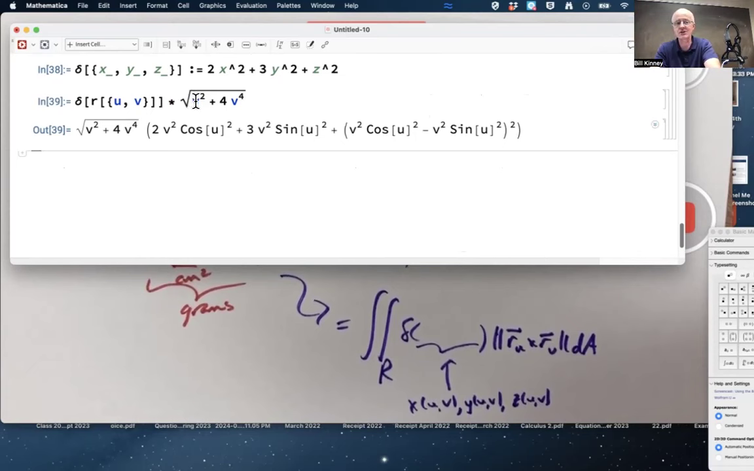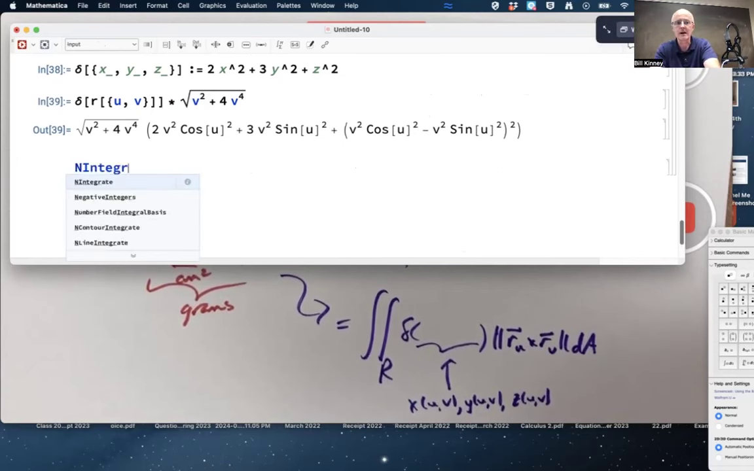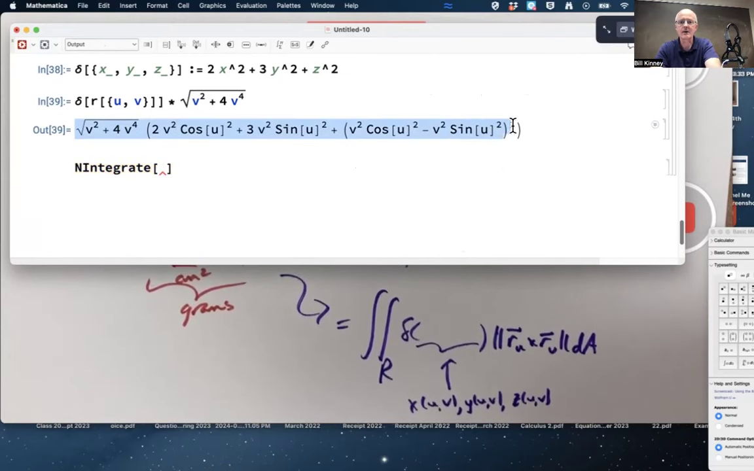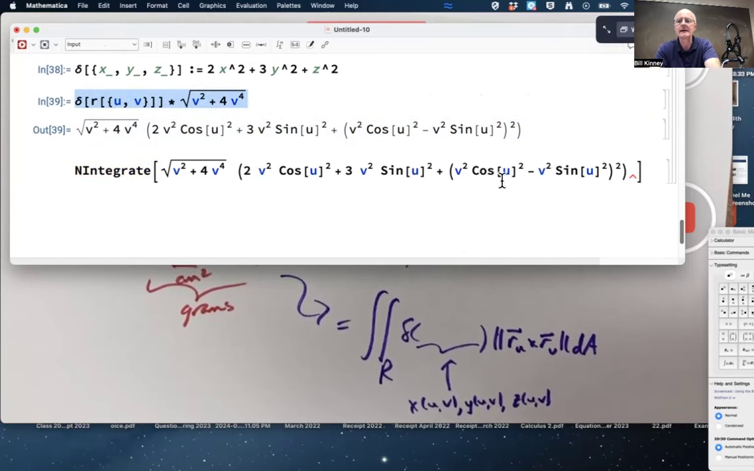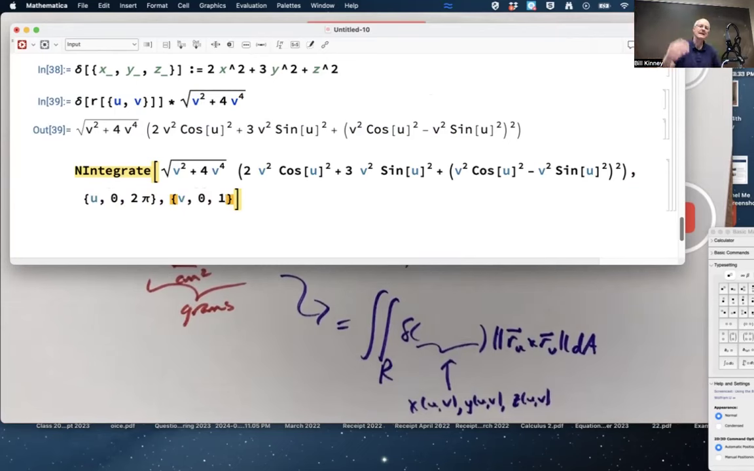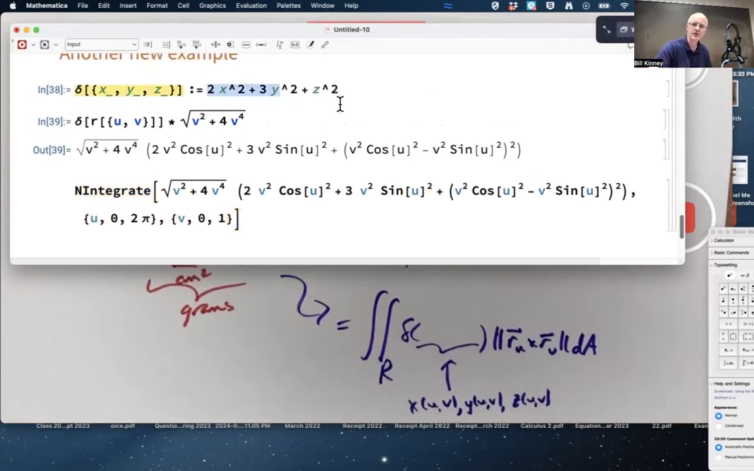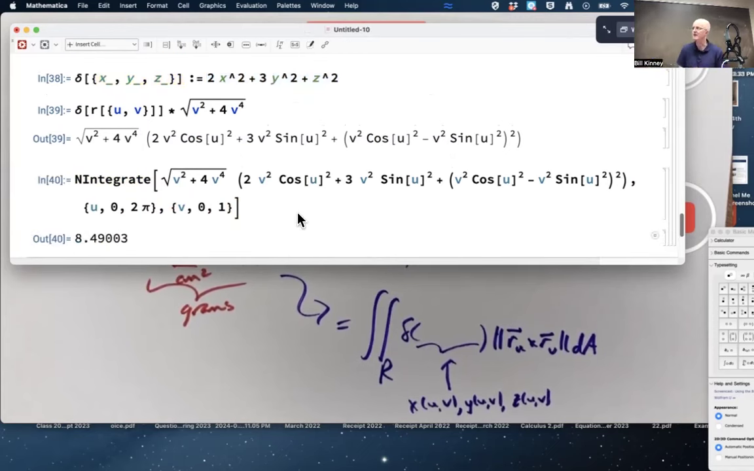And I can't imagine that that's doable by hand. So use and integrate. Copy and paste the whole thing if you like, or you can also copy and paste this thing too. Once again, u is the angular coordinate going from 0 to 2 pi. V is the radial coordinate going from 0 to 1. If this is the density function for our potato chip shape in grams per square centimeter, whatever we get for this integral should be the mass, about 8.49 grams.